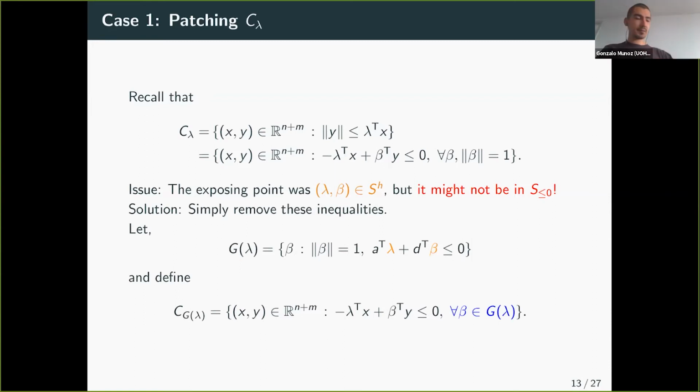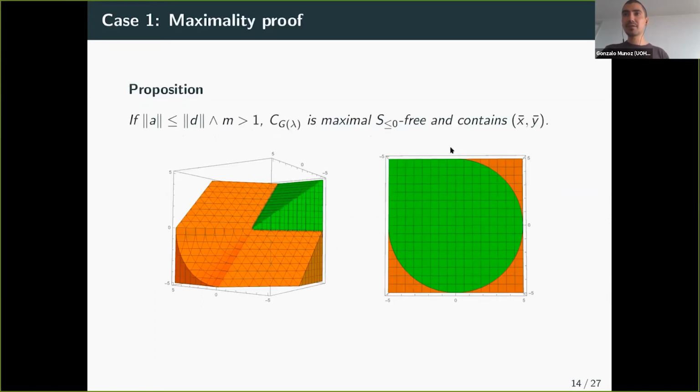I'm running a bit late, so I'm going to go a little bit faster. What you get is this nice S-free set here, which you're actually making a bit larger because you remove all of those inequalities from the description of the green region. And even though this is an outer description, we also were able to work out a closed form formula for this set.